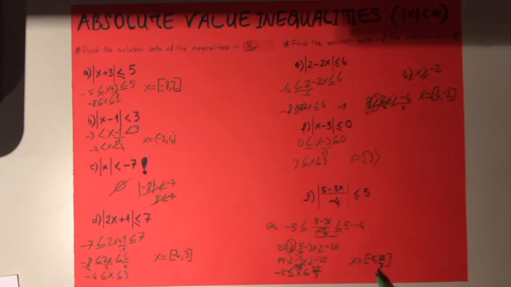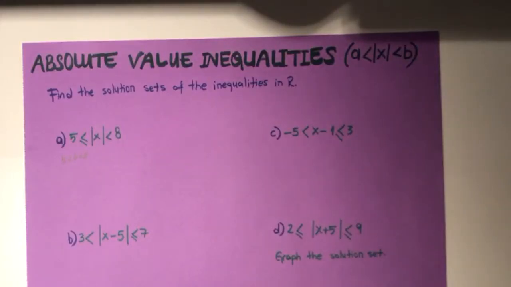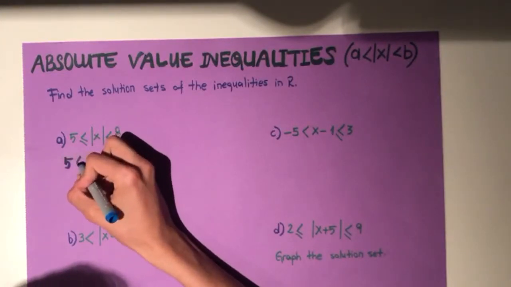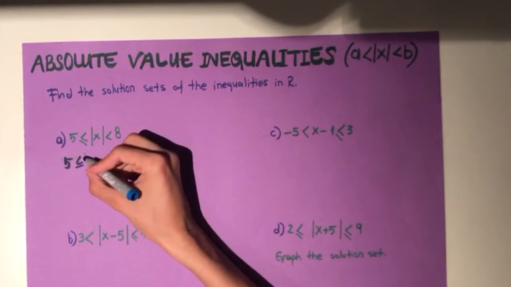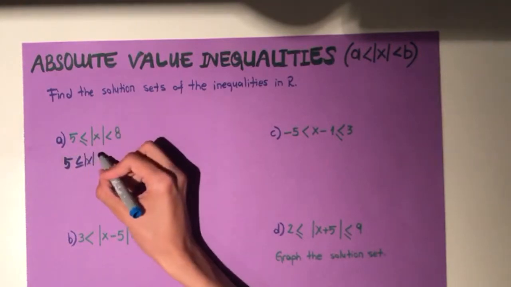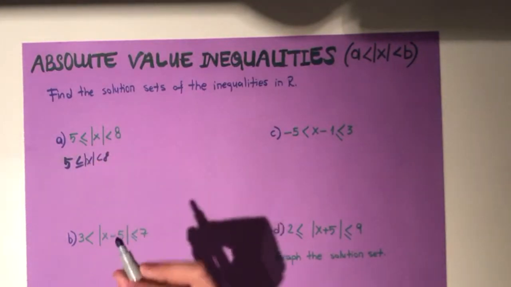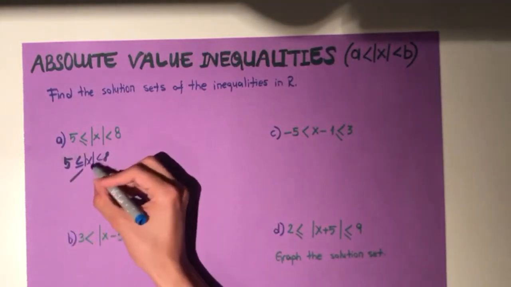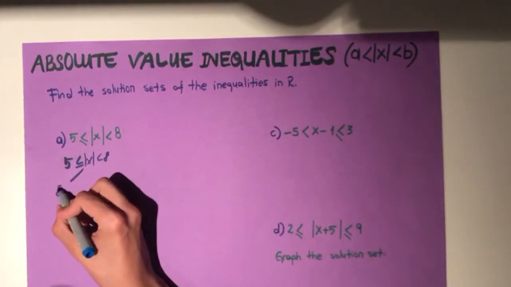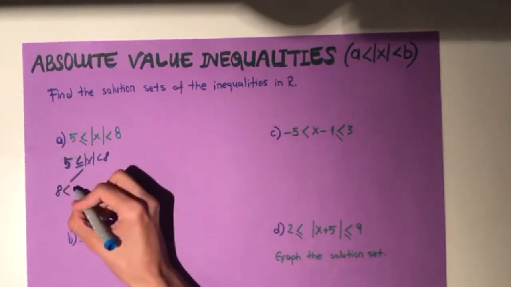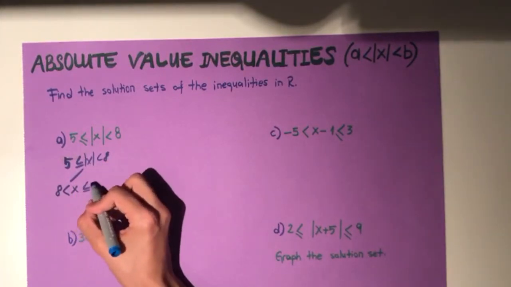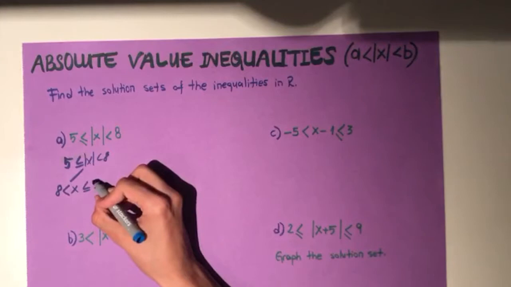So yeah, this is the answer of this question. So let's start with the first question. Let's write the inequality again. 5 smaller or equal to the absolute value of x is smaller than 8. So we must do this in two ways. First of all, this 8 goes to the left side with its sign, x in normal, and this 5 goes to the right side like this. This is the first one.